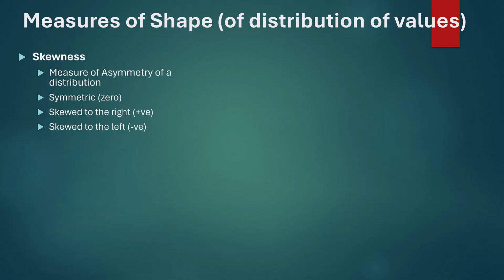Measures of shape. Skewness. Skewness is a measure of asymmetry of the distribution. So the question is, shape of what? Shape of the distribution of values. An example will make it clear. So this is the distribution of the values. What does it mean by a distribution of values? These are the values, 1 through 7.